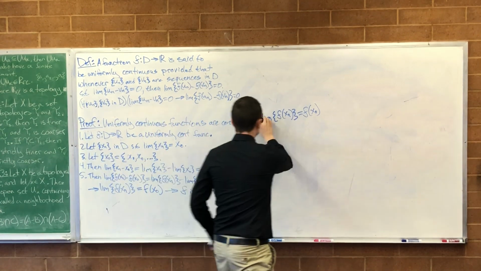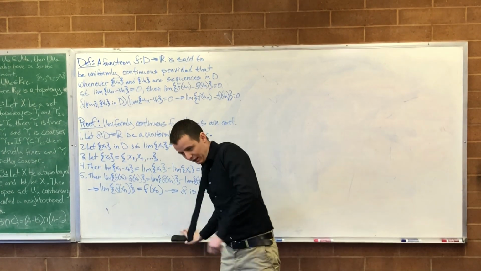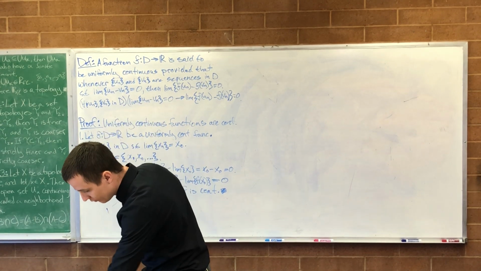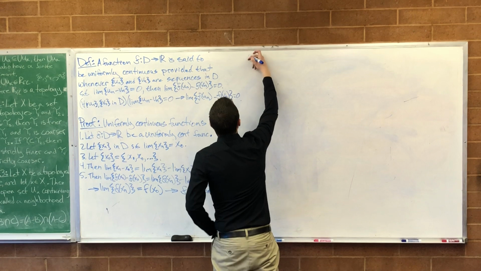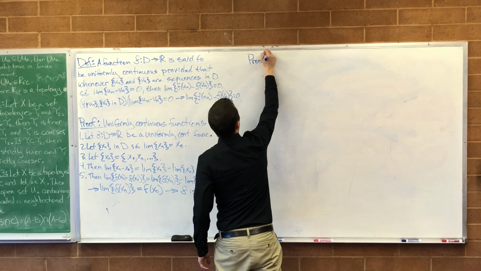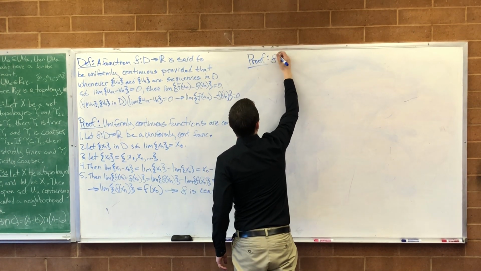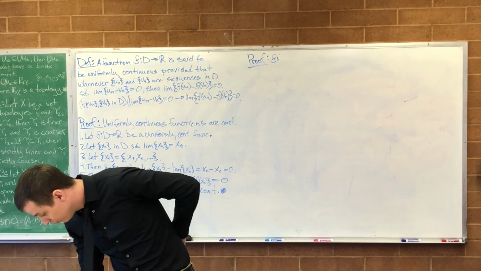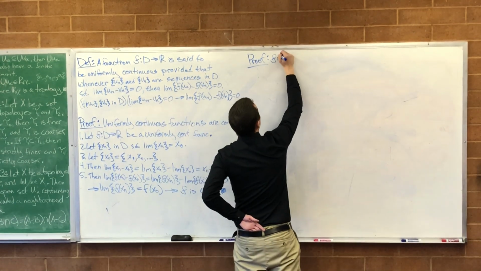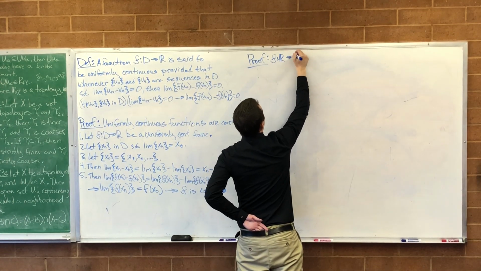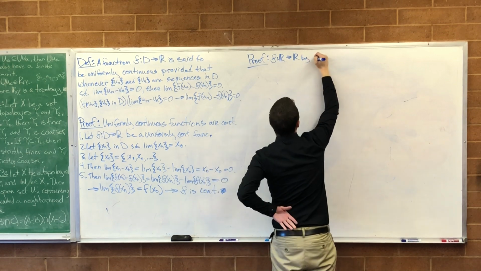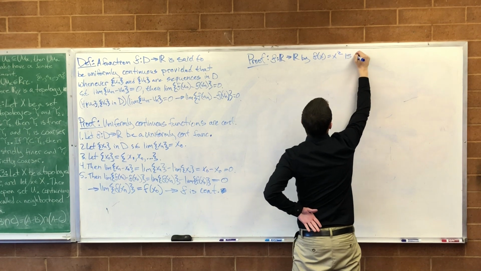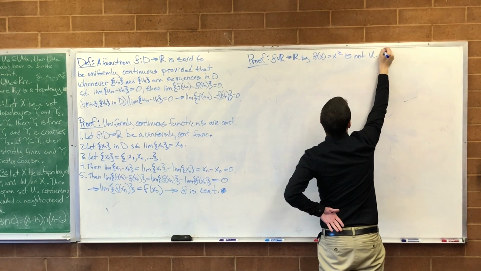Okay. If we're good with that, let's move on to showing that a particular function is not uniformly continuous. And we'll do f of x squared. Proof. f from, I assume R to R? Yeah. f from R to R by f of x equals x squared is not uniformly continuous.